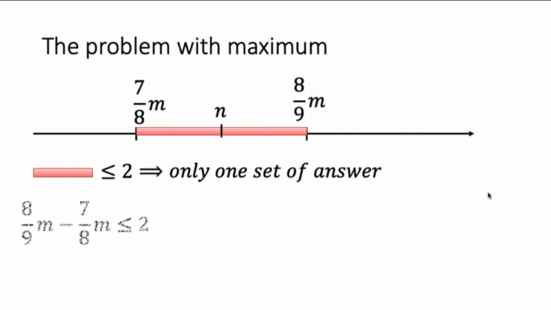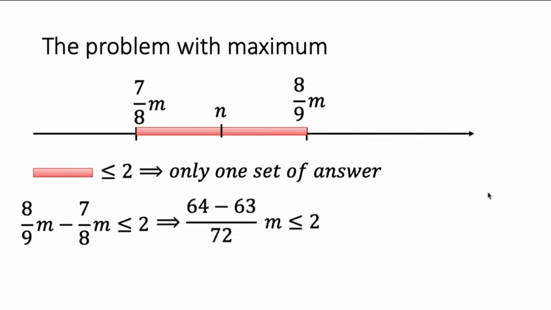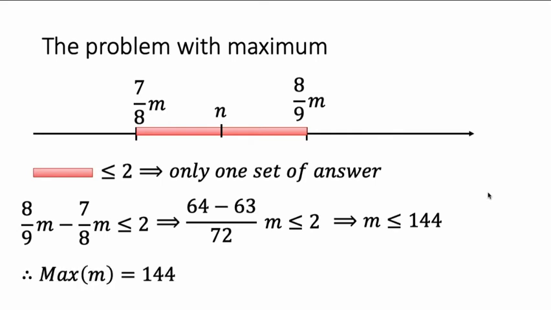What we'll get is that 8m over 9 minus 7m over 8 will be lesser than 2. We can reduce them to the common denominator and get that n is lesser than 144. This means that our maximum for n is 144, and that's how we solve this problem.